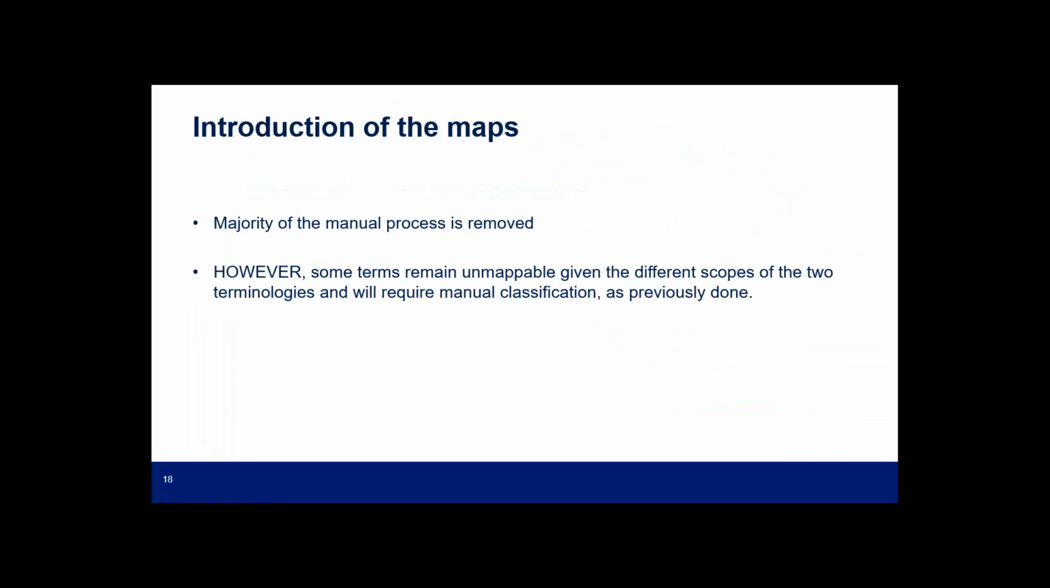However, there are still some terms that remain unmappable, and that's because of the different scopes of the two terminologies. So, for example, the Snomed term non-ischemic congestive cardiomyopathy doesn't have an exact match in Medra. The term non-ischemic cardiomyopathy does exist in Medra, but the two terms don't link to one another in the maps, as this would lose the congestive concept being reported. So in cases like this, the term would still require manual classification by the assessor.